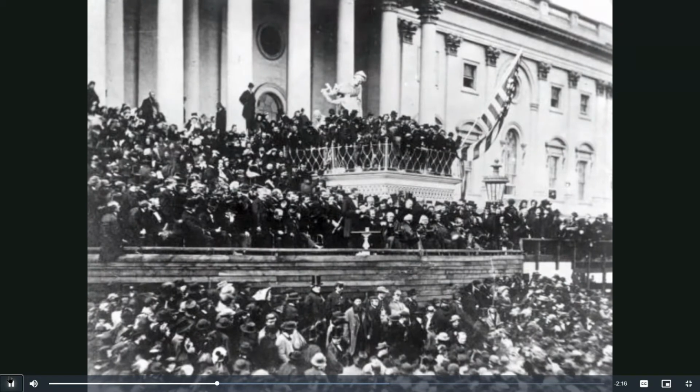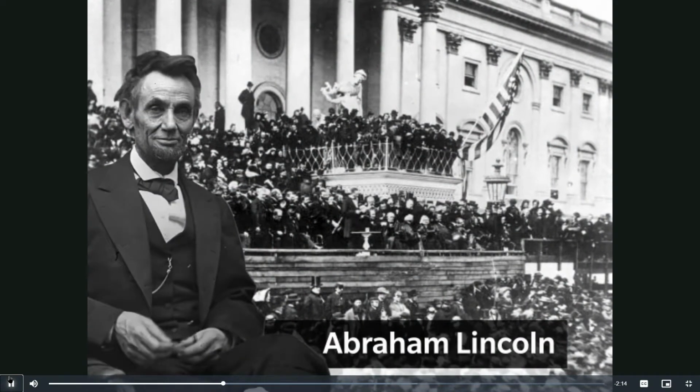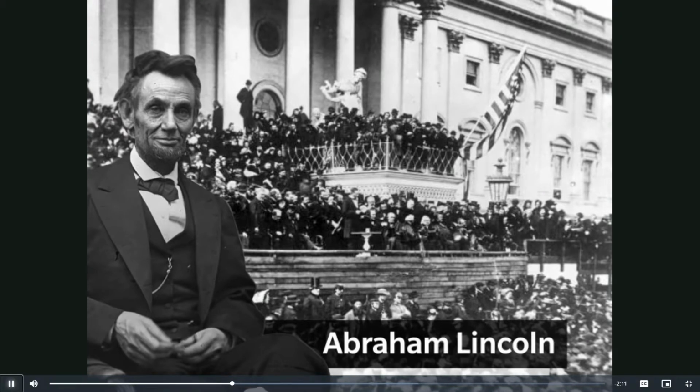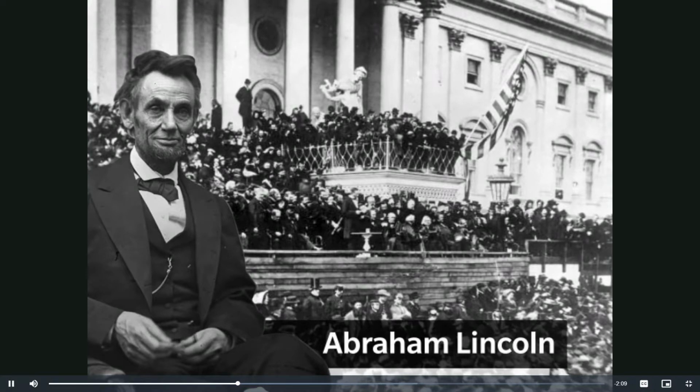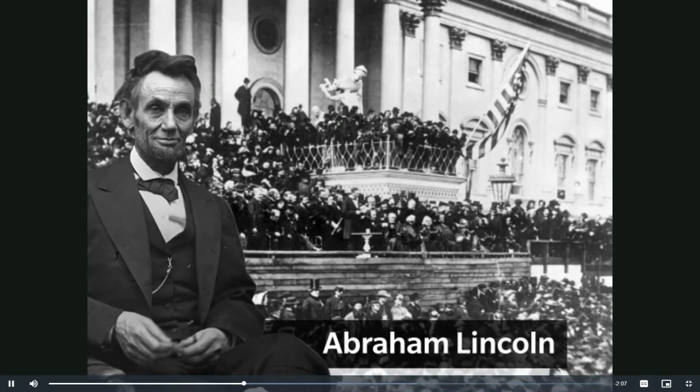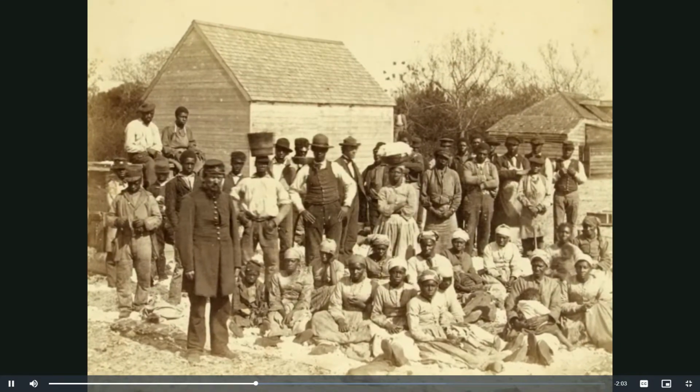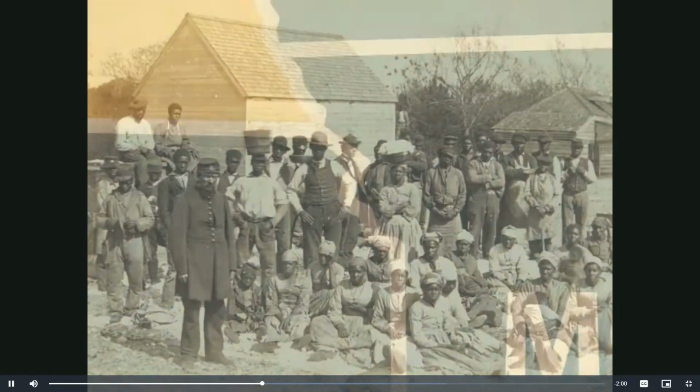In November of 1860, Abraham Lincoln was elected America's 16th president. People in the South were not happy about it. Lincoln had already spoken out against slavery in some of his speeches. Many Southerners feared he would try to ban slavery across the U.S.